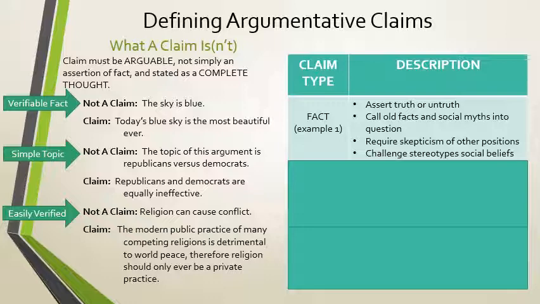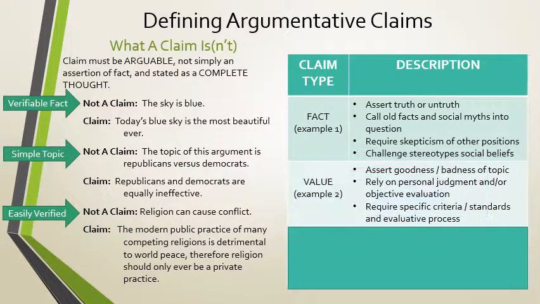The second type of claim, the one that goes along with Republicans and Democrats are equally ineffective, is what we call a claim of value. The difference between a claim of value and a claim of fact is essentially that where a claim of fact is asserting truth or untruth, a claim of value is asserting goodness or badness. So you have to be able to distinguish between true, untrue, and good or bad. In this case, Republicans and Democrats are equally ineffective is basically asserting that each are on the same level of bad.